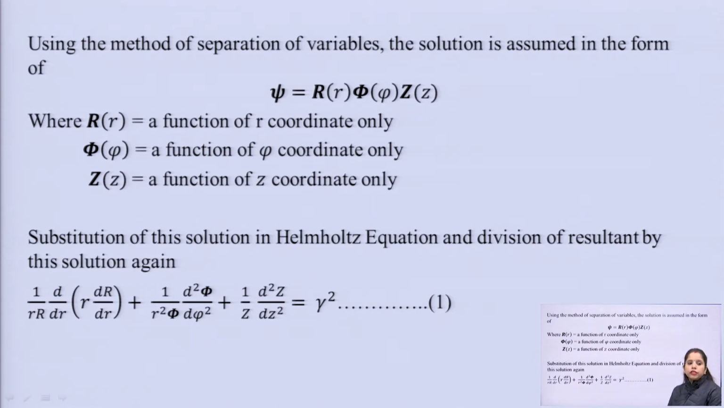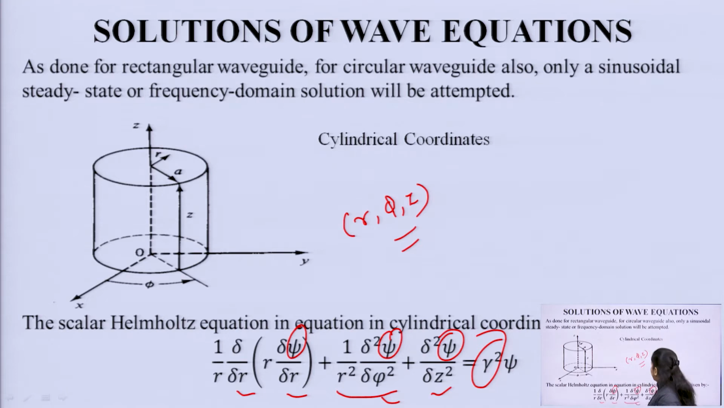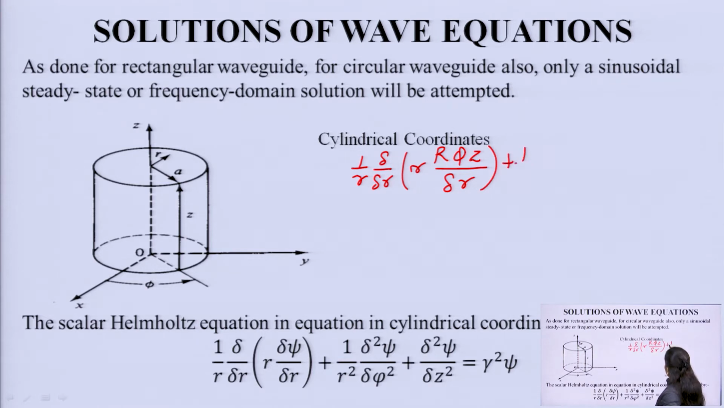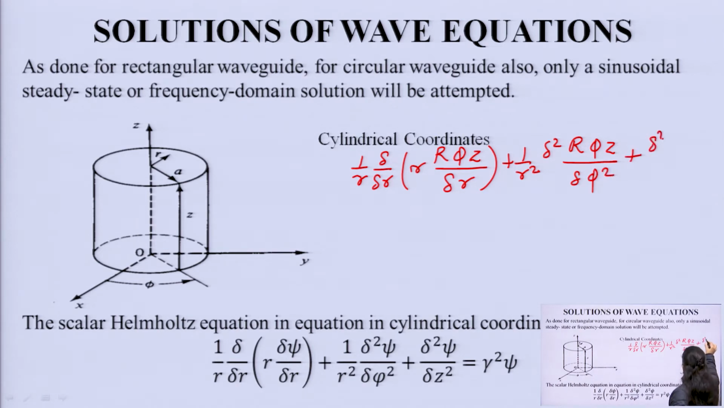What is the first thing we do for solving this? Substitute this solution in the Helmholtz equation. So we write 1 by r del upon del r, and in place of psi we write R Phi Z, I am not writing the functions here for simplicity, plus 1 by r square del square R Phi Z upon del phi square, plus del square R Phi Z upon del z square, and so on.